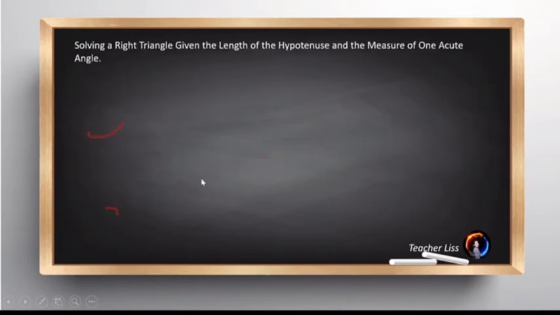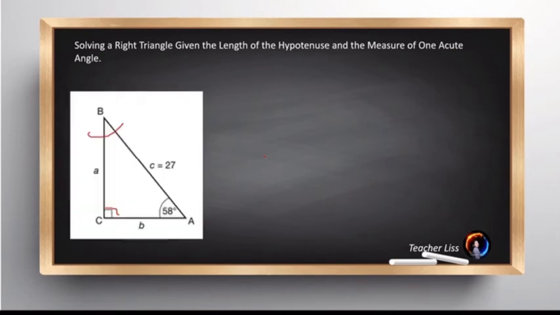Alright, so we got here another example, solving a right triangle given the length of the hypotenuse and the measure of one acute angle, just to enhance your skills further. Using this figure here, triangle ABC, wherein our hypotenuse is equal to 27 and our angle A measures 58 degrees. Now let's try to find the measure of angle B.